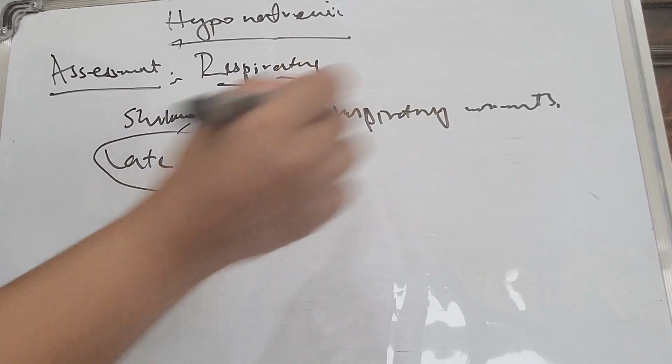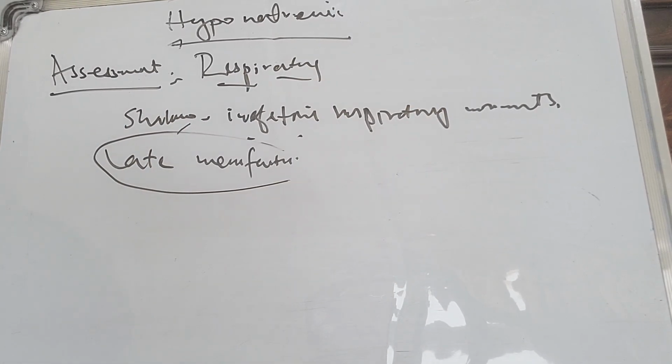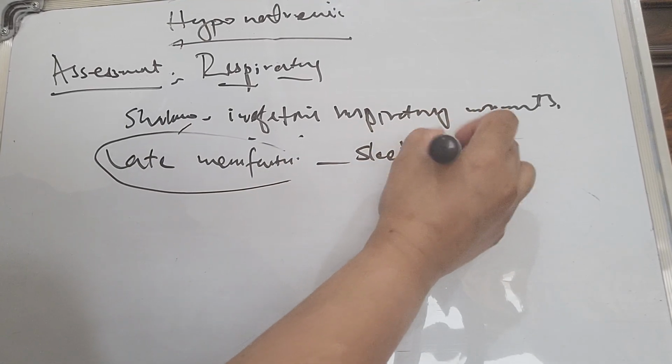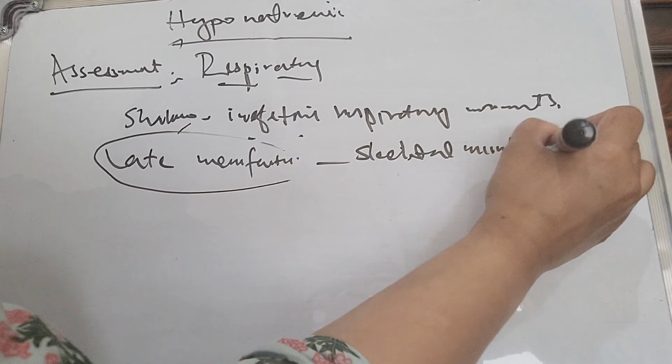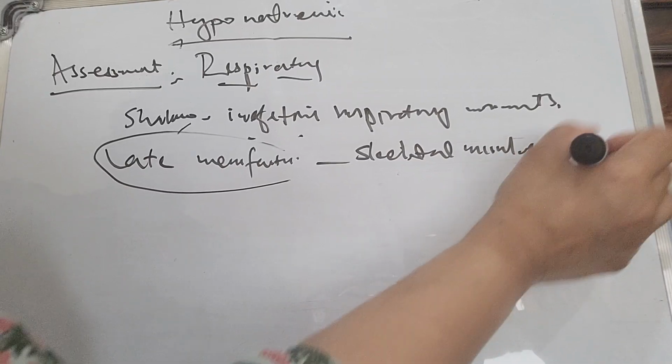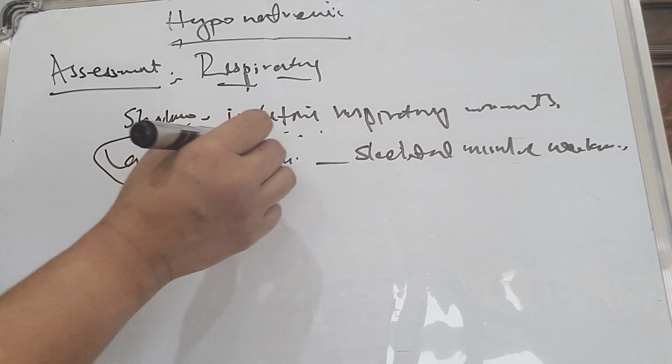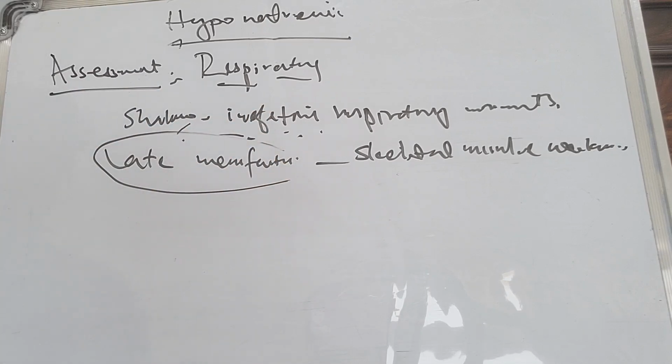Shallow, ineffective respiratory movements. Why? Because this is related to skeletal muscle weakness. Due to this reason, the patient has shallow, ineffective respiratory movements, and that is a late manifestation.